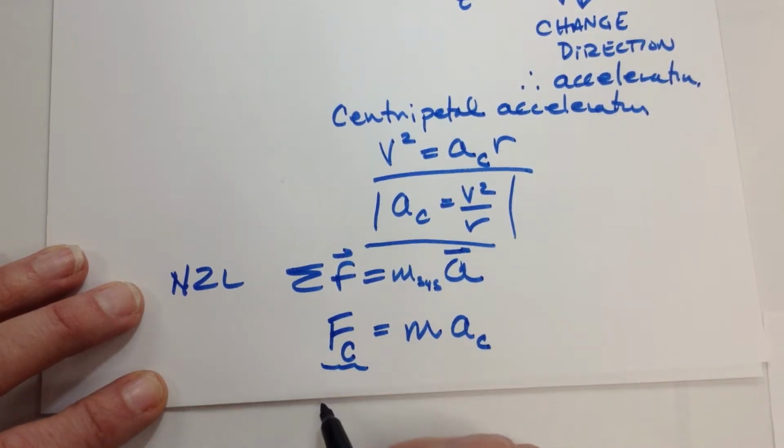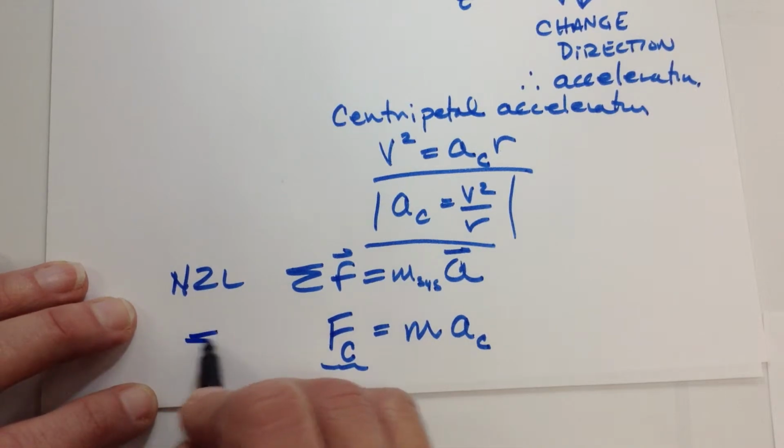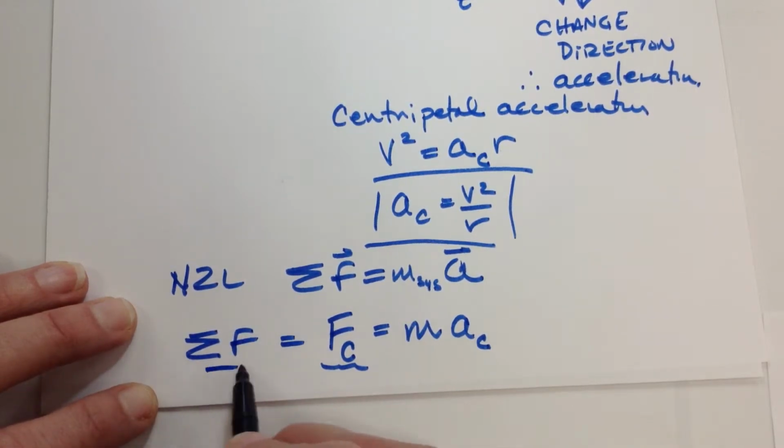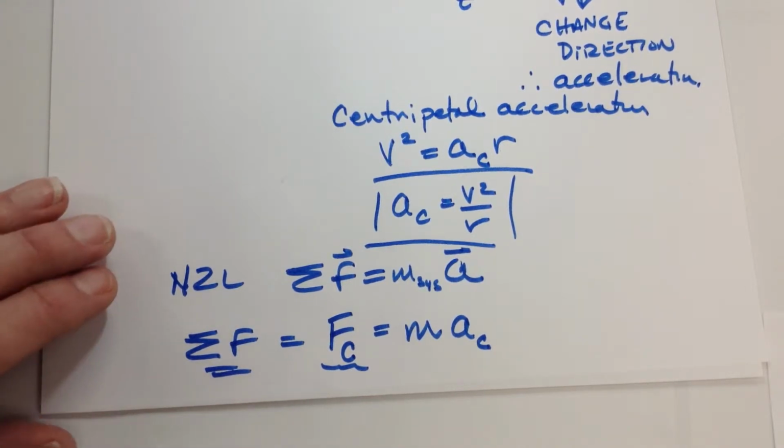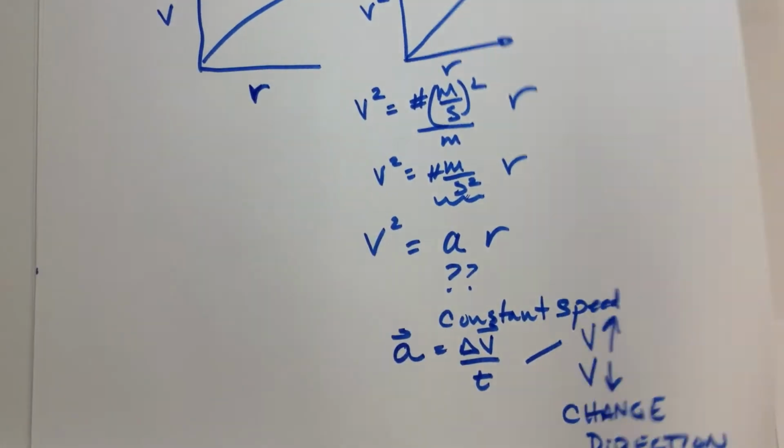This centripetal force is not a new force. It is just another way of writing the sum of the forces. And in this context, we're specifically just talking about the force or forces that keep it moving in a circle. So let's go back to the rubber stopper lab.